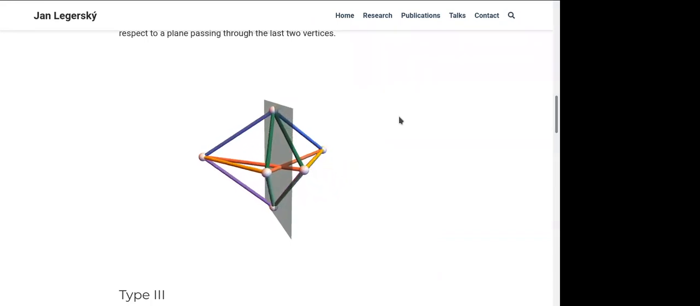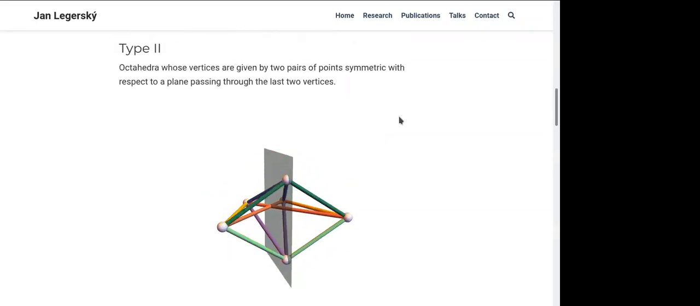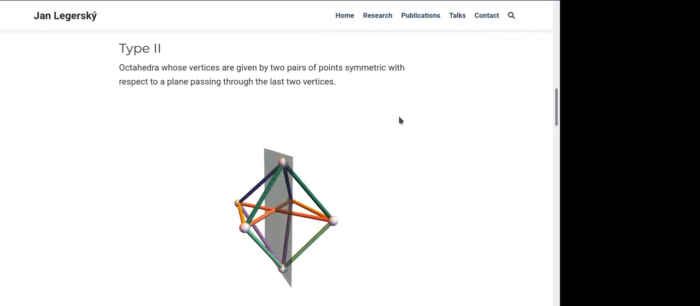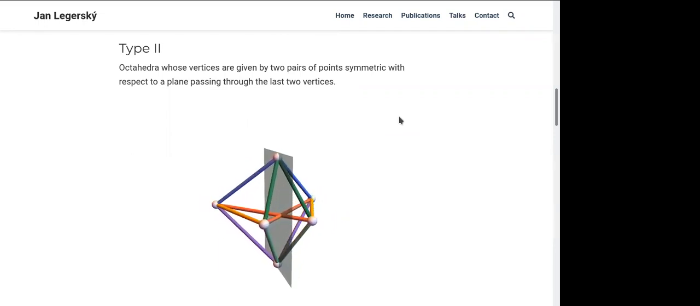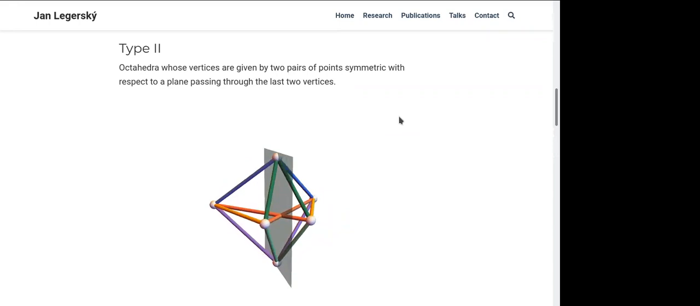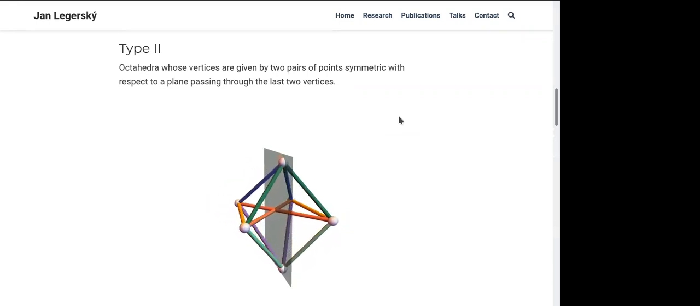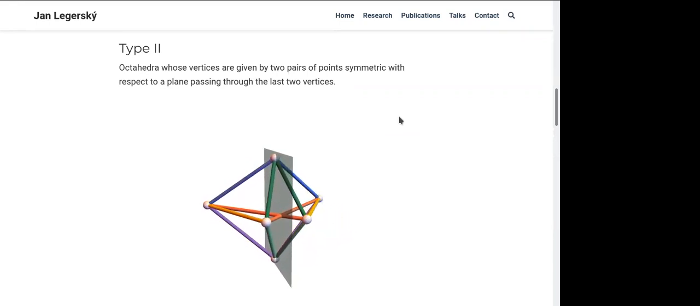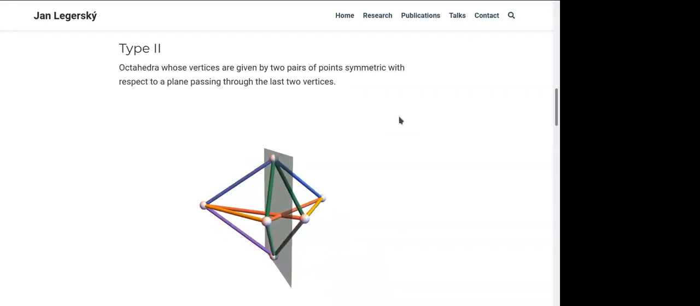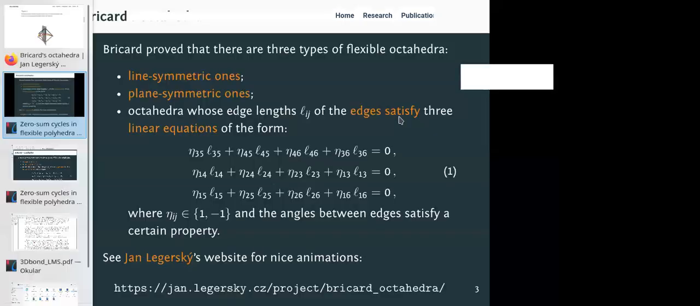Let's, for example, now look at the type 2 flexible octahedron. Well, we see that even in type 2 and in type 1, there are zero sums of cycles, just because of the symmetry, right? The symmetry forces pairs of edges in these 4-cycles to have the same length. And then immediately it follows that if we sum or subtract accordingly the lengths of the edges, we get 0.